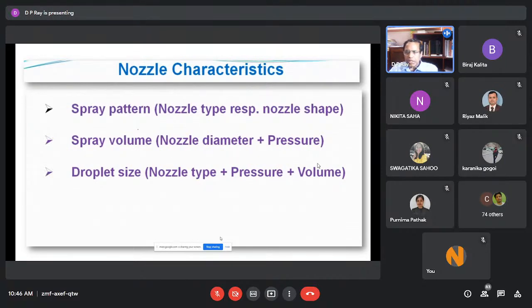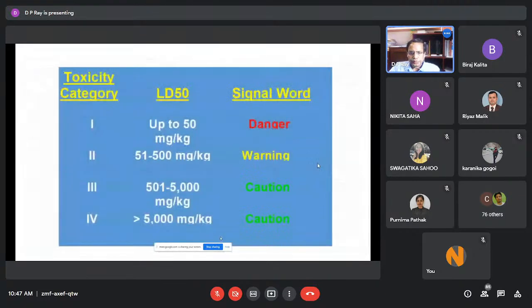And the nozzle characteristics: if we think about that, spray pattern is very important. That is nozzle type, nozzle shape, spray volume, that is nozzle diameter and nozzle pressure, and droplet size. Spray pattern is dependent on nozzle type and nozzle shape, spray volume is dependent on nozzle diameter and pressure, and droplet size is dependent on the nozzle type, pressure and volume.